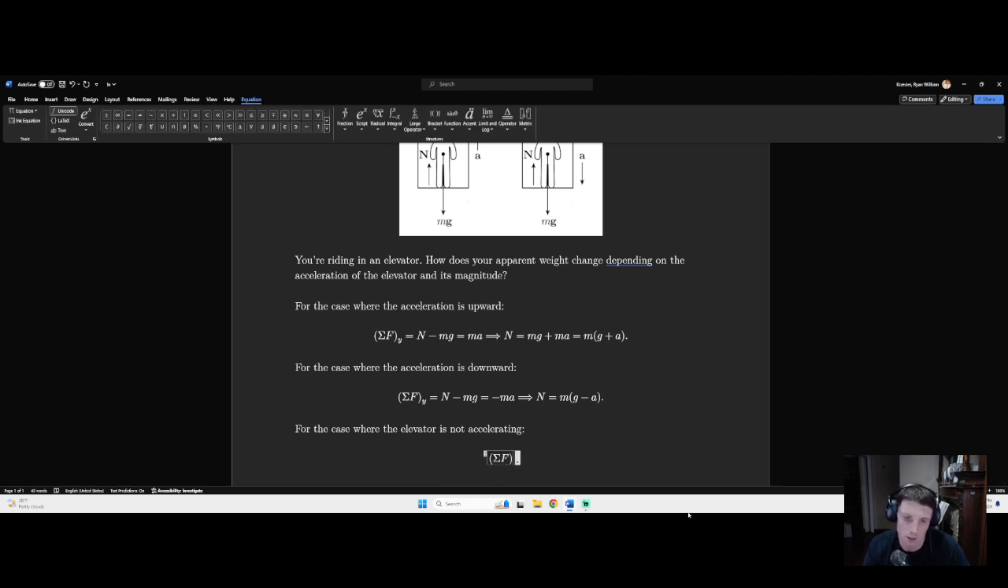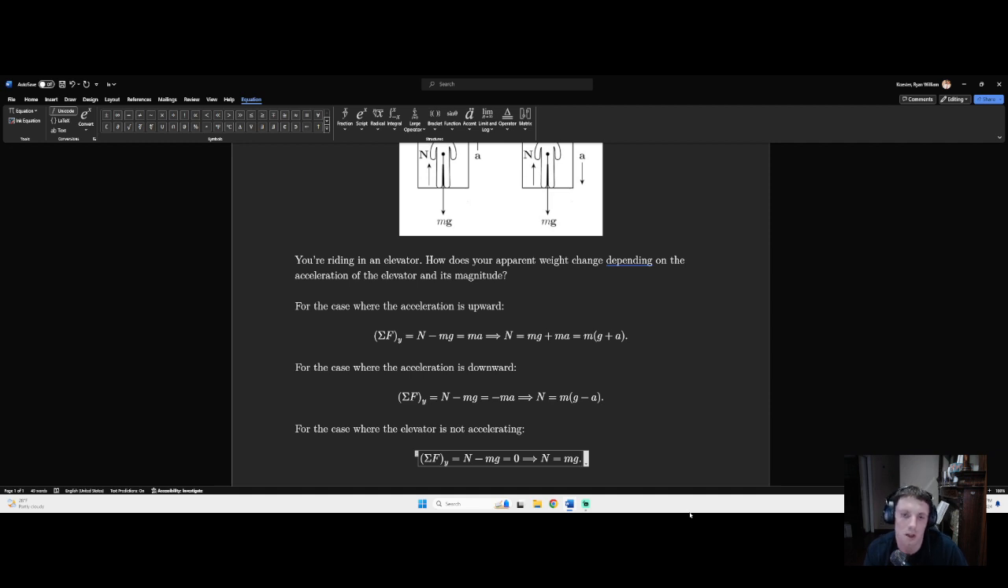So let's just write this out very fast. This is the simplest of them all. It's just N minus mg equals 0, right? Because the elevator could be moving at constant speed, in which case the acceleration is 0, or it could be stationary, and the acceleration is 0. The second law doesn't differentiate between the two situations. You find that your normal force is mg.